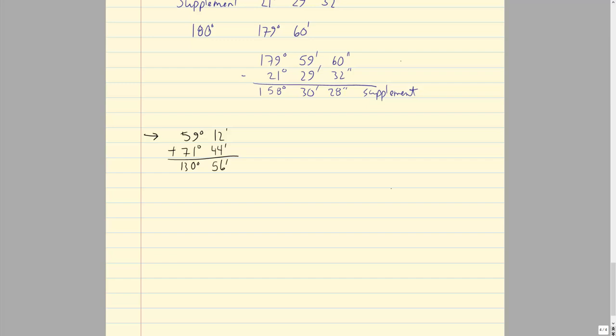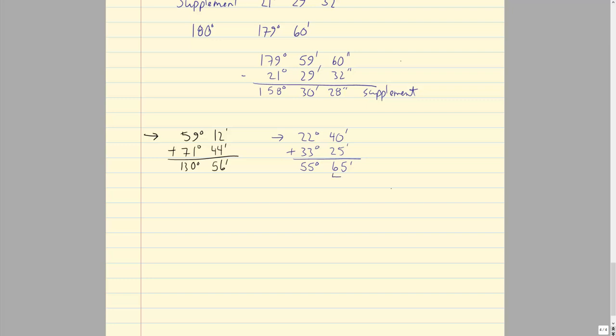So an example of that might be something like 22 degrees, 40 minutes, plus 33 degrees, and let's say 25 minutes. So if I'm adding these, here I have 65 minutes, and over here I have 55 degrees.